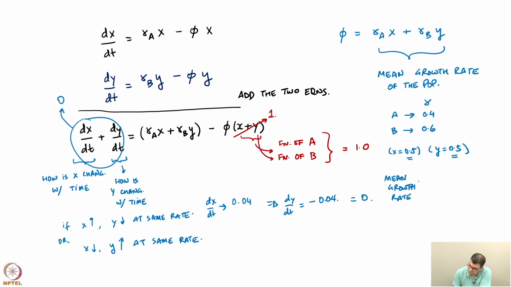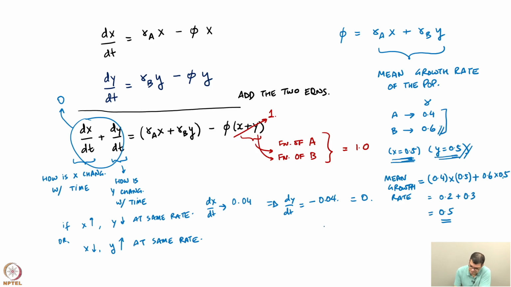is simply equal to the growth rate of A, which is 0.4, times how many A type individuals are there in the population, which is 0.5, plus the growth rate of B, which is 0.6, times how many B type individuals are there, which is 0.5. So, this comes out to 0.2 plus 0.3, which is 0.5, which is the exact mean of these two because the population numbers were 50-50.